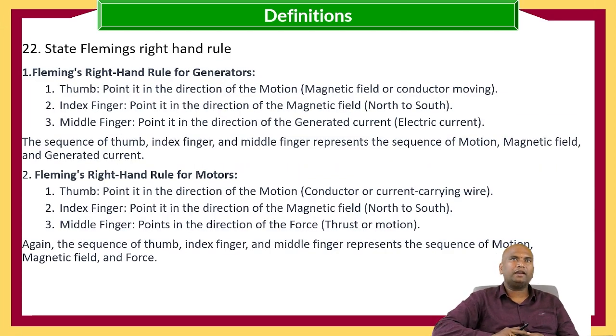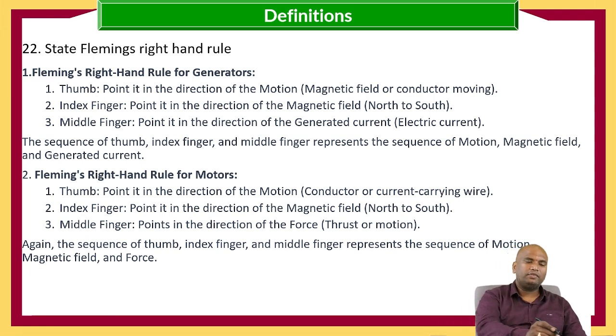State Fleming's right hand rule. Fleming's right hand rule for generators: the thumb points in the direction of the motion, that is, the magnetic field or conductor moving. The index finger points in the direction of the magnetic field, north to south. The middle finger points in the direction of the generated current. The sequence of thumb, index and middle finger represents the sequence of motion, magnetic field and generated current.